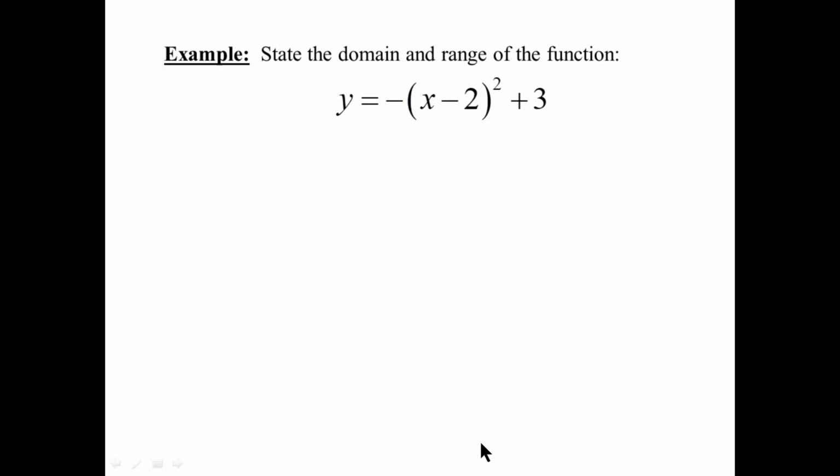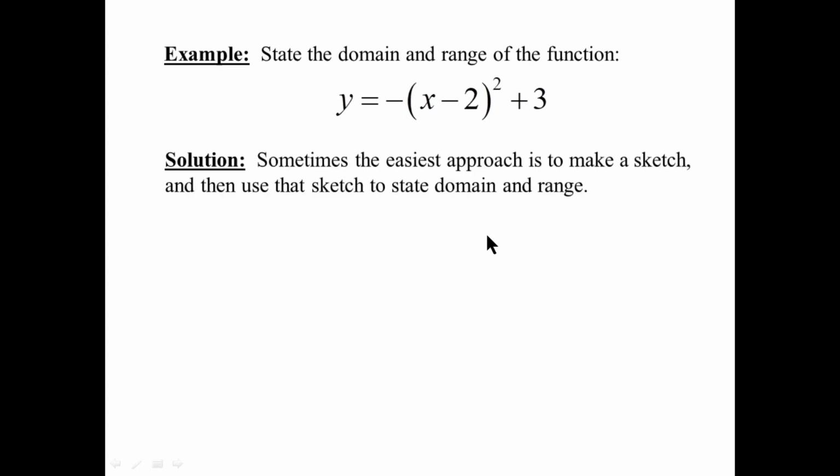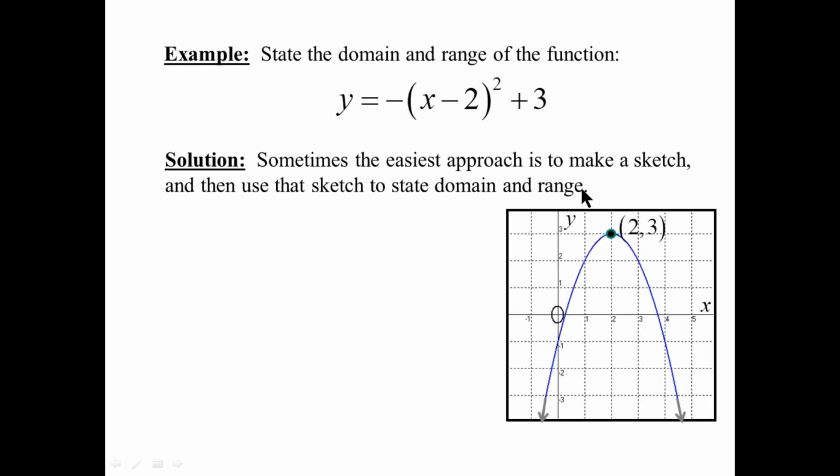State the domain and range of a function, and we look at this, it looks like a grade 10 parabola. Solution. Sometimes the easiest approach is to make a sketch and then use that sketch to state the domain and range. Now we know from grade 10 that this is a parabola that opens down from the vertex 2, 3. It opens down because the square is negative. And the vertex is change the sign in here, leave the sign there, so the vertex is 2, 3. So we can make a rough sketch of a parabola that opens down from the point 2, 3. Here it is. Here's the point 2, 3. Here's the parabola that opens down.